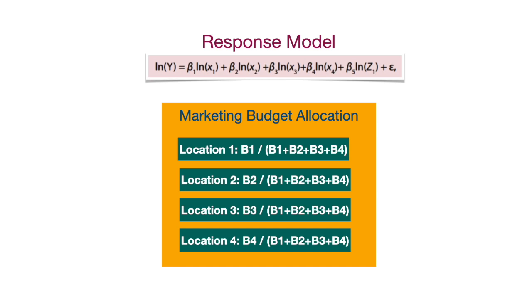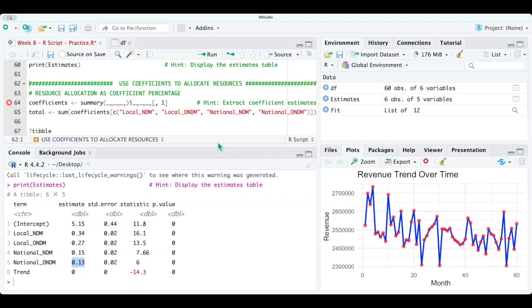All right. The idea is we just take the coefficient of each location divided by the total coefficient of all four locations. That's it. For instance, for location 1, we take beta 1 divided by beta 1 plus beta 2 plus beta 3 plus beta 4. And the same thing for other locations. That is the mechanism of how we allocate the resources.